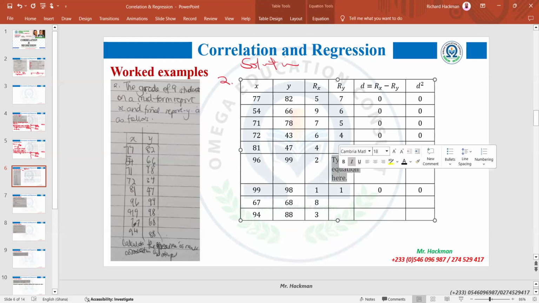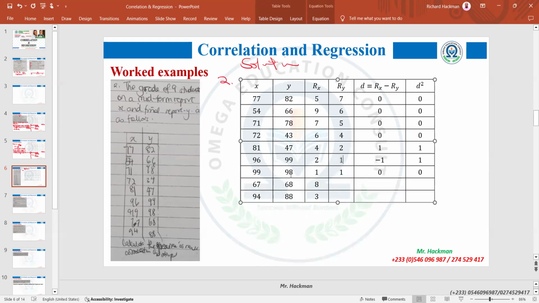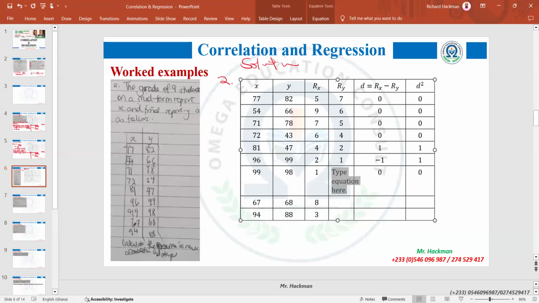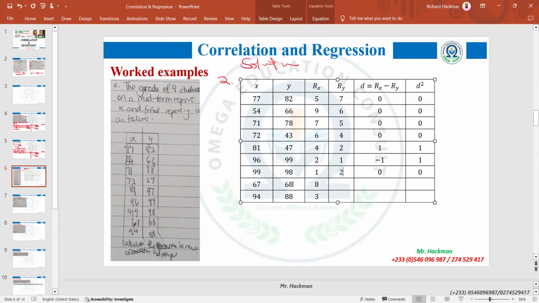Then we have 98, so we assign 2 to that. Then what else? We are out of the 90s. We come into the 80s. In the 80s, the highest is 88, so we assign 3 here. After 88, any other 80s, we have 82. So that will be 4. We've moved out of the 80s too. So we come to 70. In the 70s, we have 78. So that would be 5.